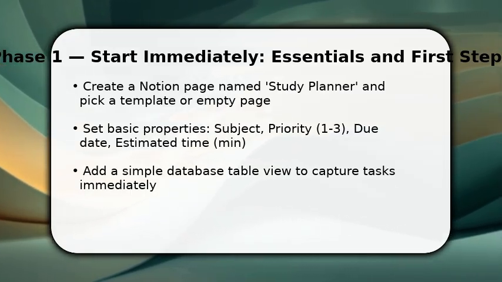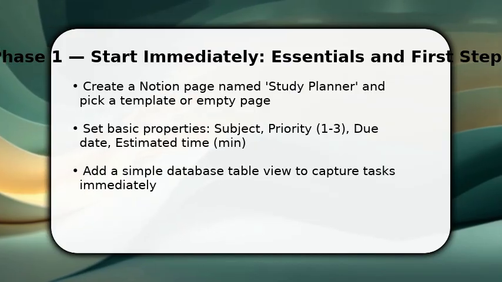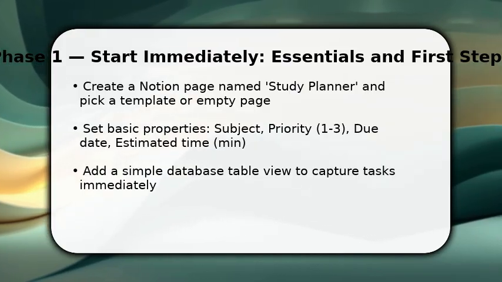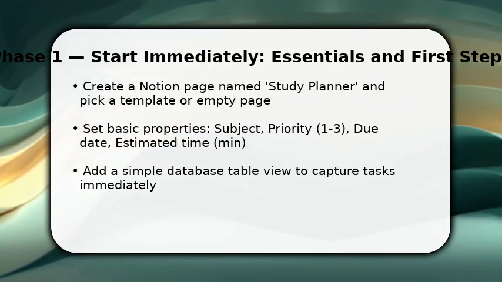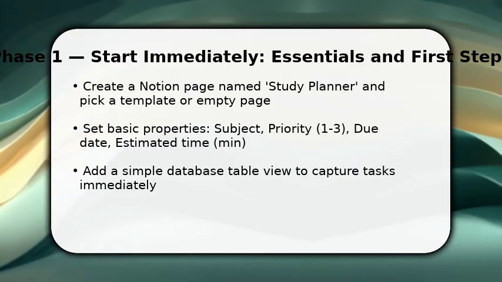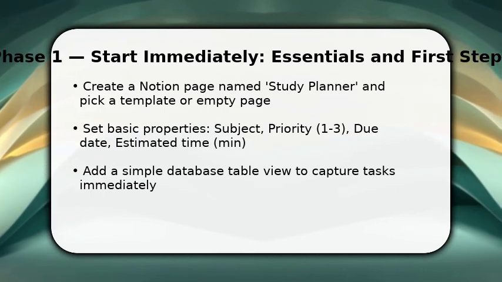Make properties now: subject, priority 1-3, due date, and estimated time in minutes. Once done, enter 3-5 sample tasks so you can see how fields behave. This helps you spot missing properties early. Make sure to name your table clearly, because consistent labels speed up filtering and automation later.